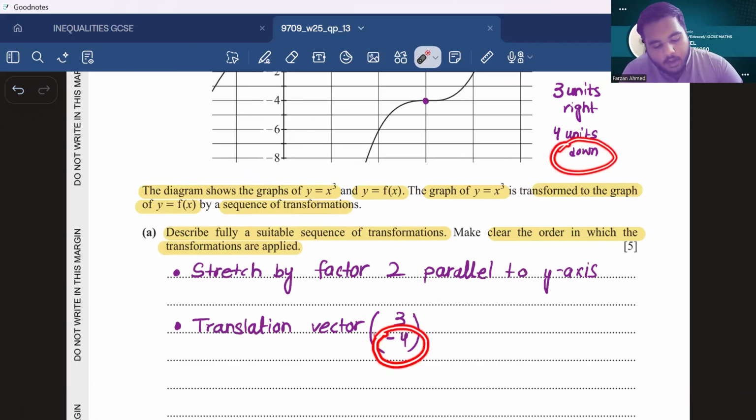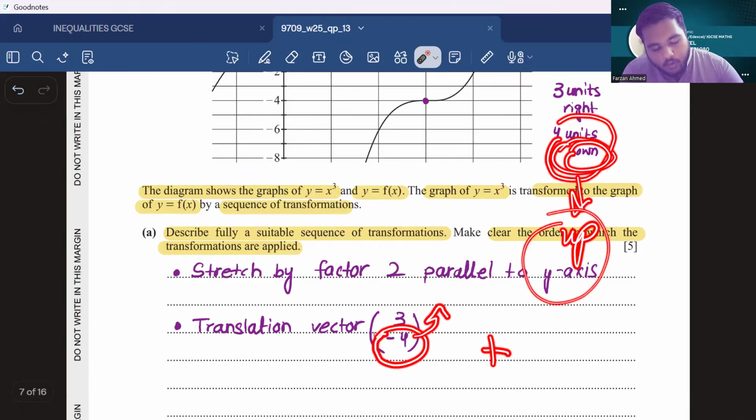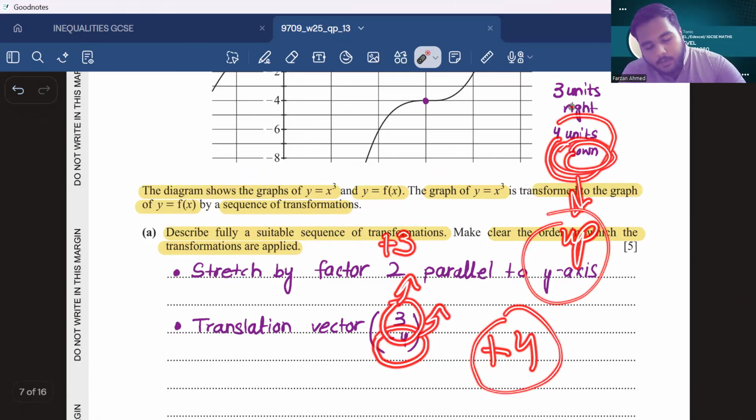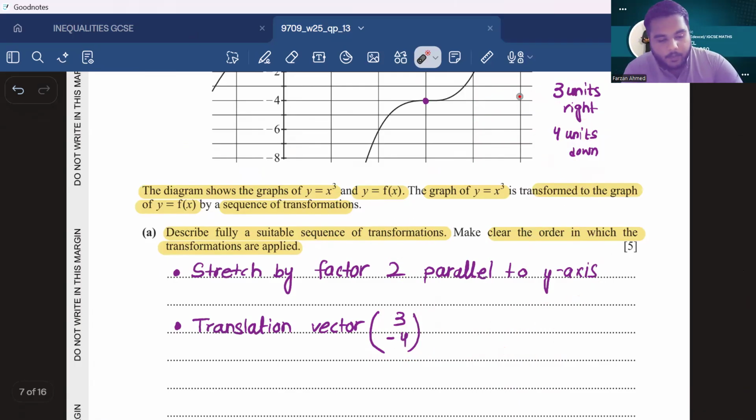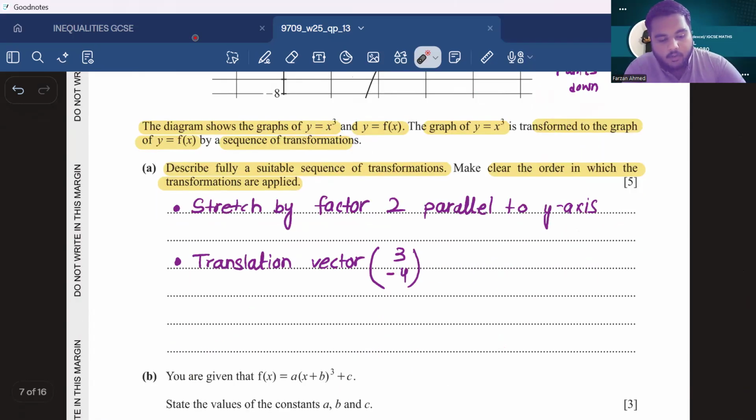If it goes up, we will use +4. And if it goes right, we have positive. If it goes left, we will use -3. So I think this part is clear to you.